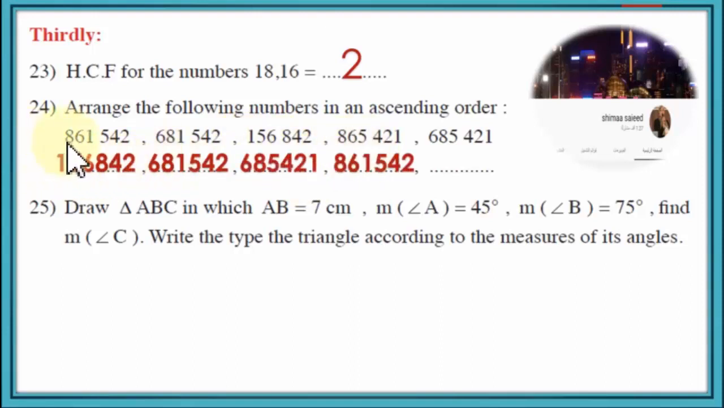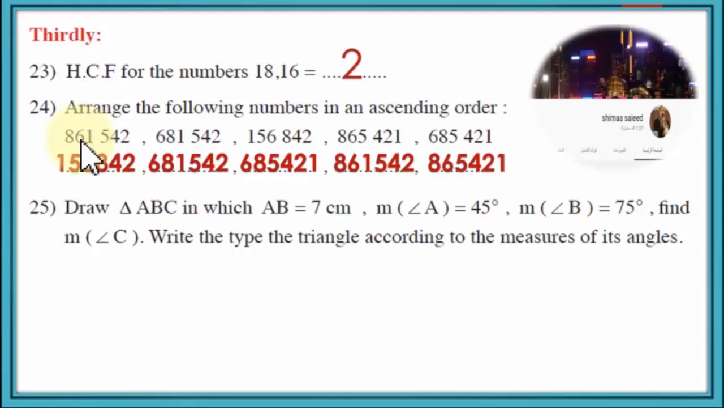Now we have 861,000 and 865,000. So 861,542 is less than 865,421.